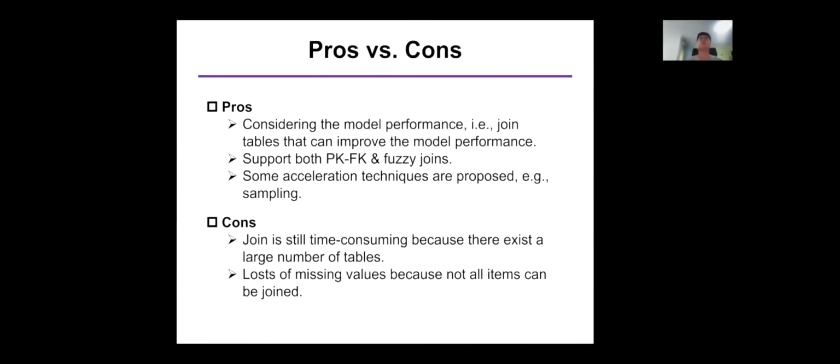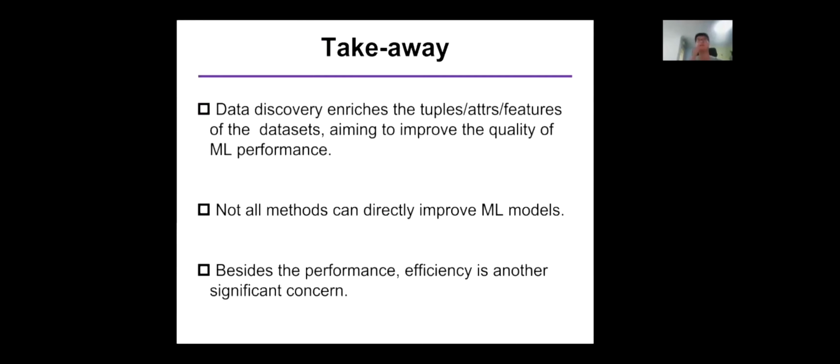So the pros are that it considers the model performance. The joined tables can improve the model performance, and they support both PK-FK and fuzzy joins. And some acceleration techniques are proposed, like sampling and joining step by step. The disadvantages are that the join is still time consuming because there still exists a large number of candidate tables. The second is that missing values can appear because not all items can be joined.